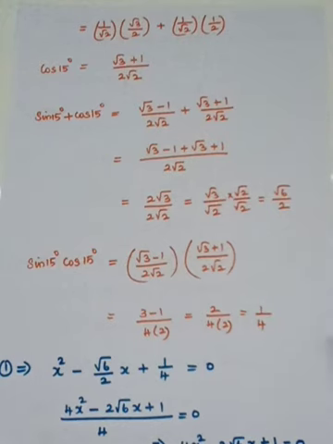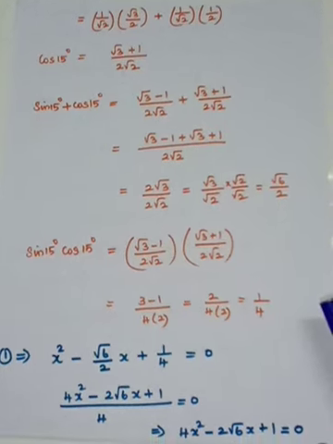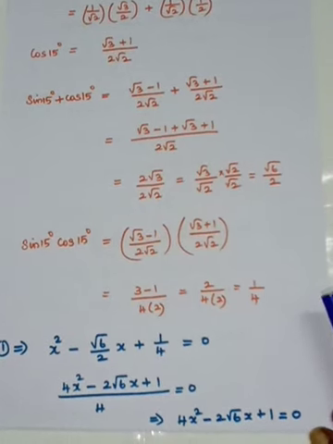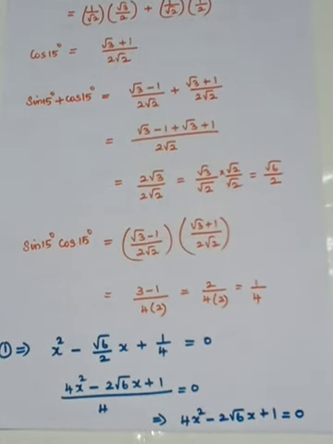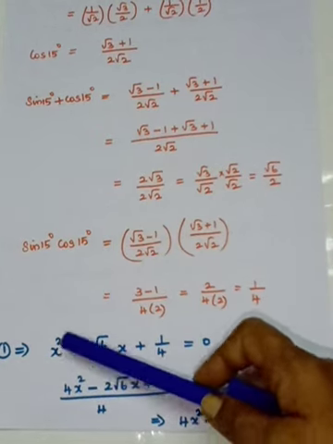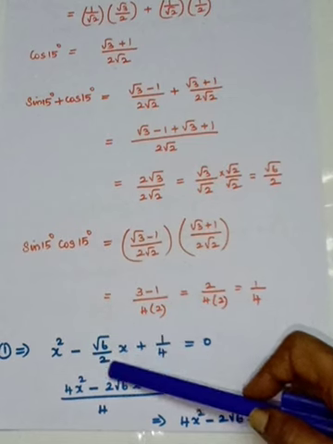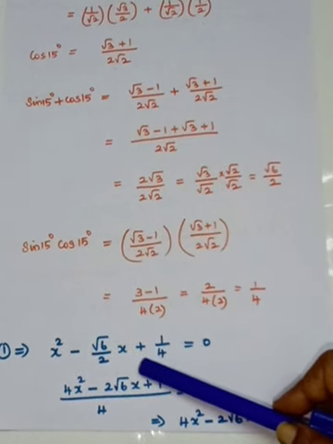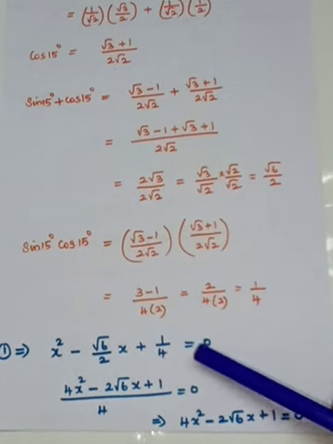So here what we have found? We have found the sum of the roots and the product of the roots. So now what is asked? It's a quadratic equation. What is the formula? x squared minus sum of the roots into x plus product of the roots. So x squared is written, minus sum of the roots is what? Root 6 divided by 2 into x, plus product of the roots is 1 by 4, is equal to 0.